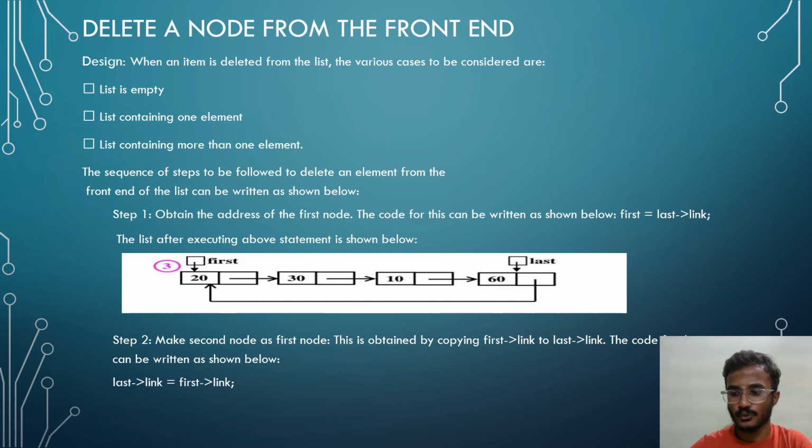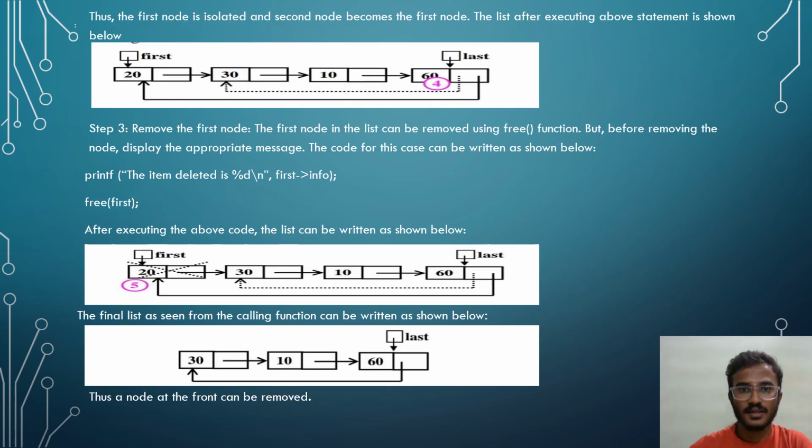Last link is equal to first link. Thus the first node is isolated and the second node becomes the first node. The list after executing is shown below. Here the first node becomes isolated and the second node becomes the first node.